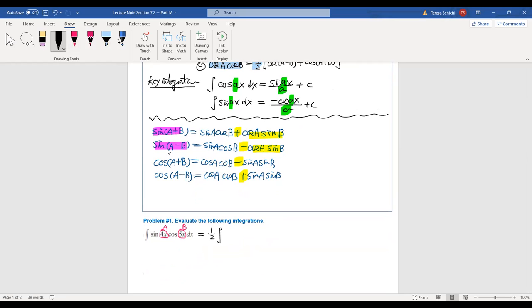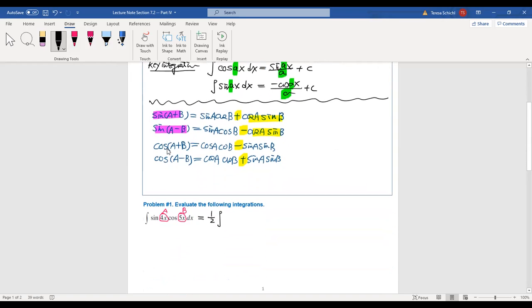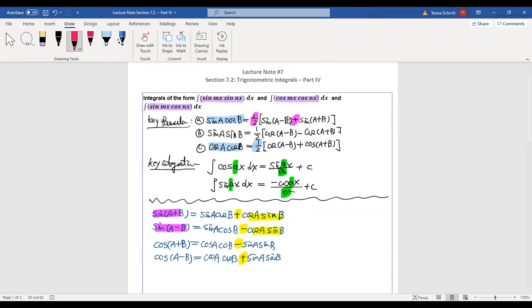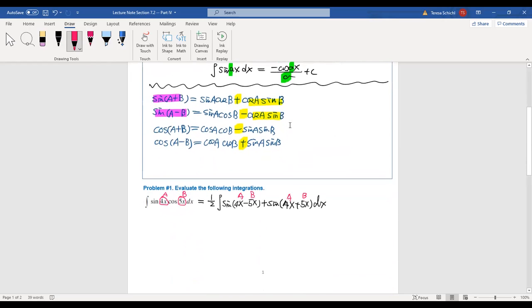Because this is a sine cosine, I can change this to 1/2 the integration of sine A minus B, so that will be 4x minus 5x, correct? And then plus sine A plus B, so that's 4x plus 5x, dx. So this is just the first set of the formula: sine A minus B plus sine A plus B.